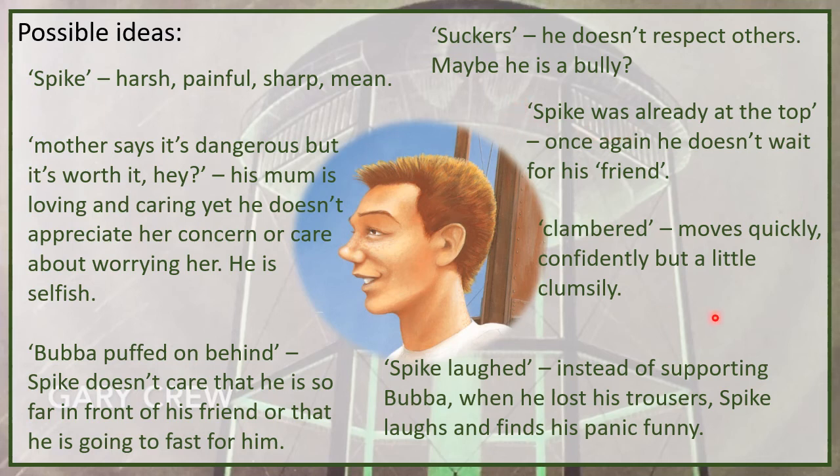When I say that I think Spike is quite confident, maybe a little clumsy, that comes from the word clambered. This links to the fact he's not really a good friend, because instead of supporting Bubba when he lost his trousers, Spike laughs and finds his panic funny, and that came from Spike laughed. Spike doesn't care because he's so far in front of his friend, or going too fast for him, which links to Bubba puffed on behind. These three elements are all linked to the fact that Spike is a lousy friend.